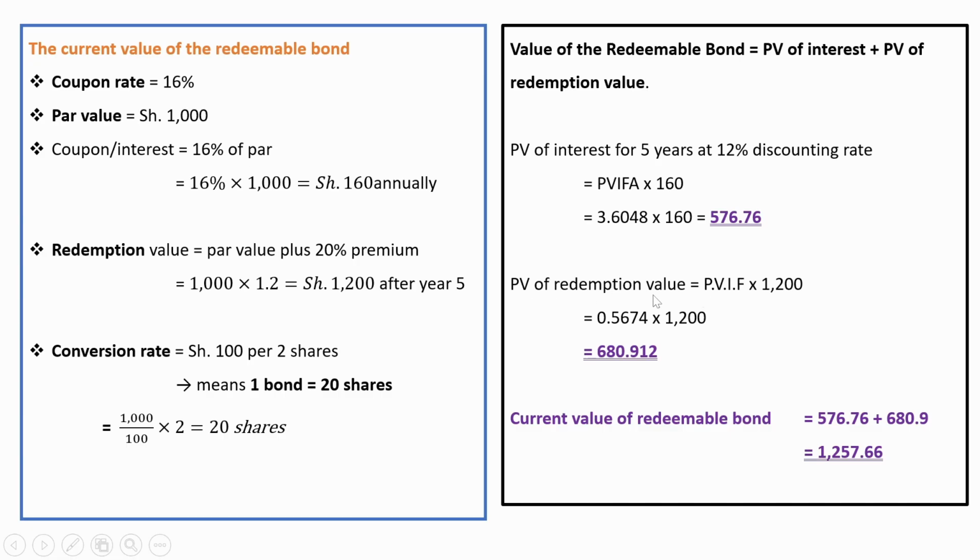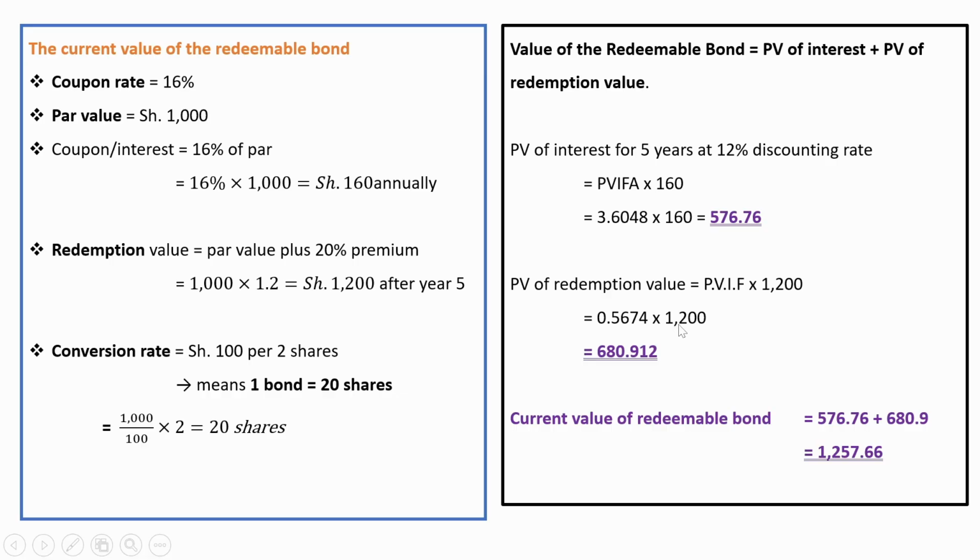So this one is not an annuity. So you're going to check the table for the discounting factor. And this is not the annuity table. So once you check the table, 5 years, 12%, you will get 0.5674. Multiply that by the redemption value.